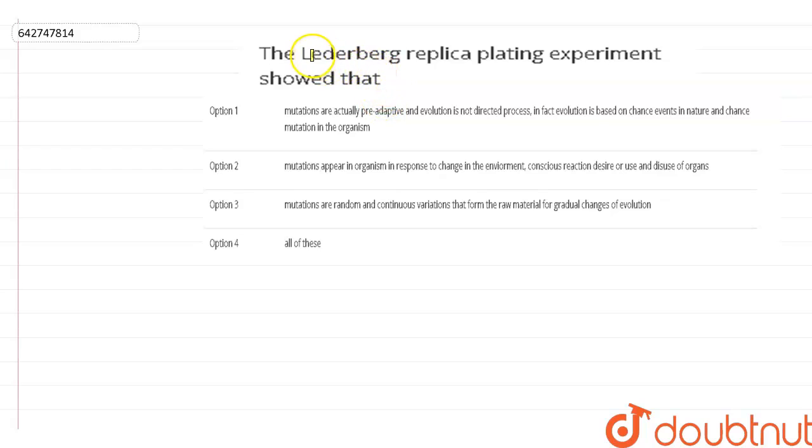The question that we are going to discuss now is the Lederberg replica plating experiment. It showed what? The options given are: first, mutations are actually pre-adaptive and evolution is not a directed process. In fact, evolution is based on chance events in nature and chance mutation in the organism. Second option is mutations appear in organism in response to change in the environment, conscious reaction, desire, or use and disuse of organs. Third option is that mutations are random and continuous variations that form the raw material for gradual change of evolution. And fourth is all of these.